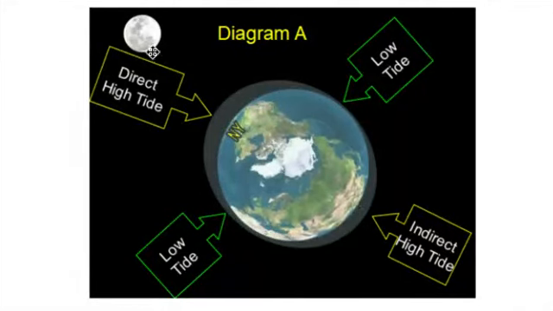Obviously, the one closest to the moon is going to be the higher high tide. So this is going to be a little bit higher than this one, but both of these locations are going to have the high tide. And then as Earth rotates, then New York will rotate here and it'll have a low tide. It'll rotate here and get an indirect high tide. It'll rotate here and get another low tide, and then it will repeat.